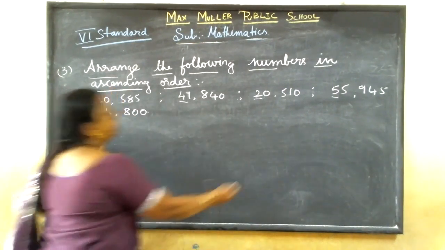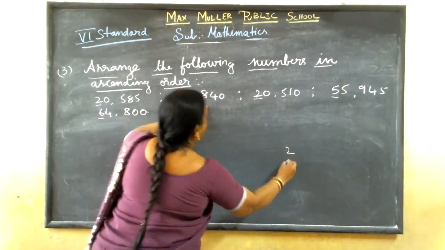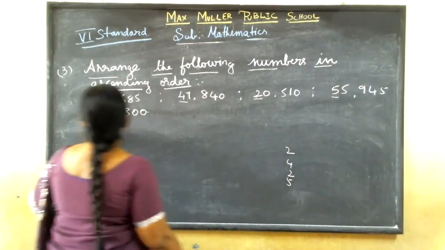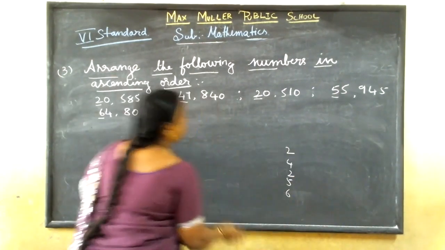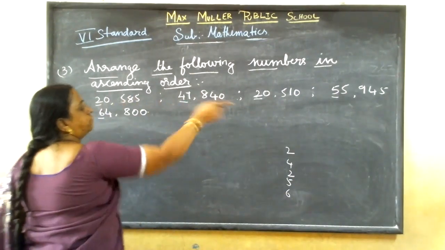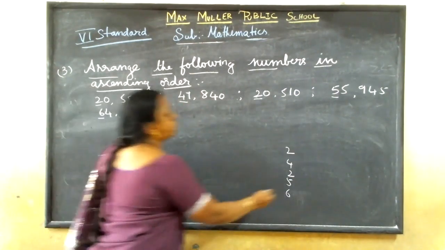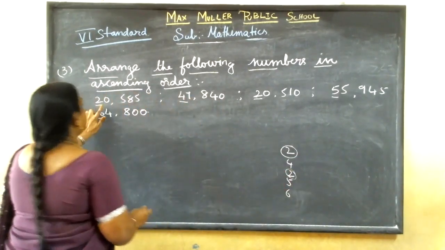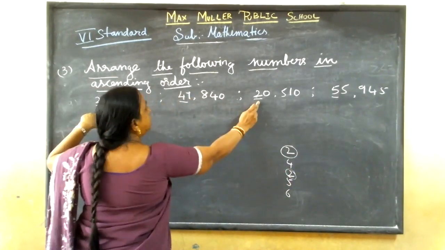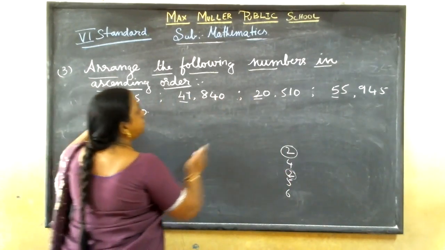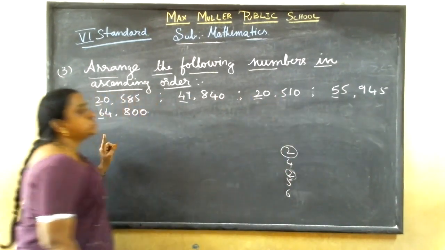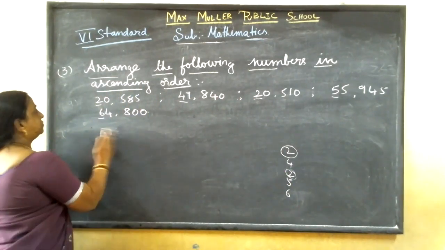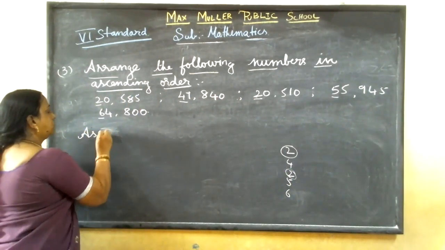Here, 2, 4, 2, 5, then 6. So totally how many numbers? 1, 2, 3, 4, 5. Yeah. In this, which is small? 2 is small. Yes or no? We'll compare 2 first. So here 20,000, 20,000 same. 585, 510. Which is small among these two? So 20,000 ascending order.